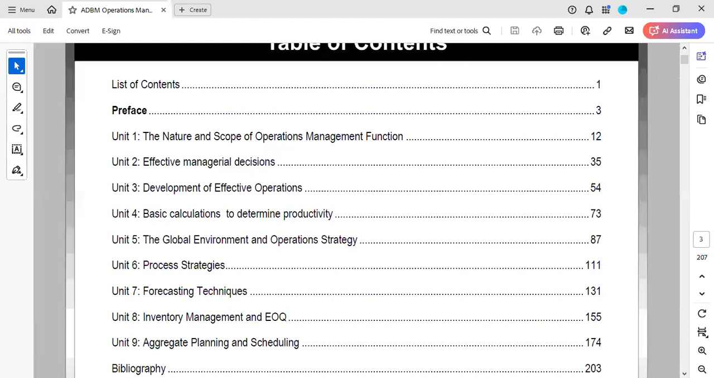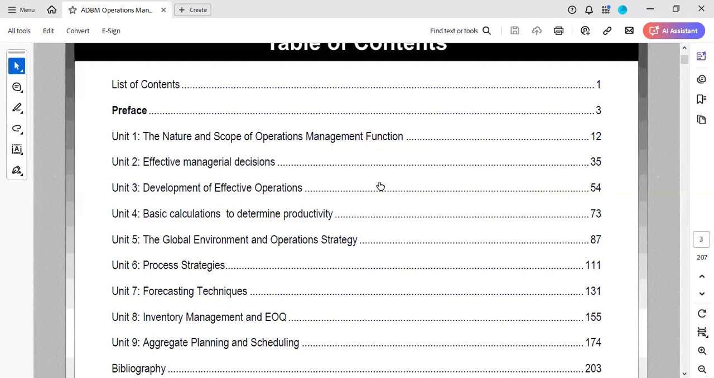Okay, so this is our study guide. I know everyone has got this study guide, right? So these are the 9 topics that we are going to cover. The first one being the nature and scope of operations management function, right? The second one, effective managerial decisions. Number 3, development of effective operations. Number 4, basic calculations to determine productivity.